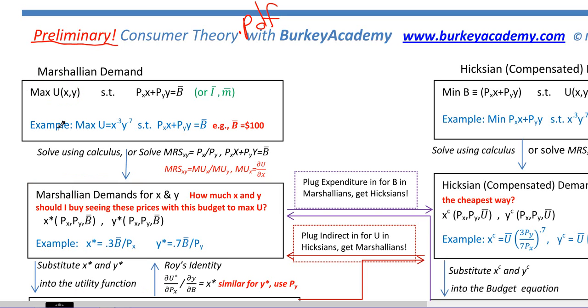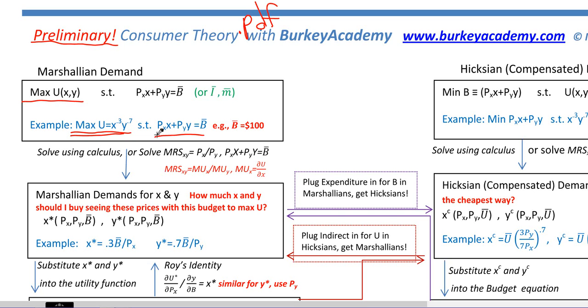So under the left side we're focusing on the Marshallian demand function and related sort of functions. So to get a Marshallian demand, you start with a utility function. For example, utility might equal x to the 0.3 times y to the 0.7. That's a Cobb-Douglas type utility function. And you want to maximize that utility subject to some budget constraint.